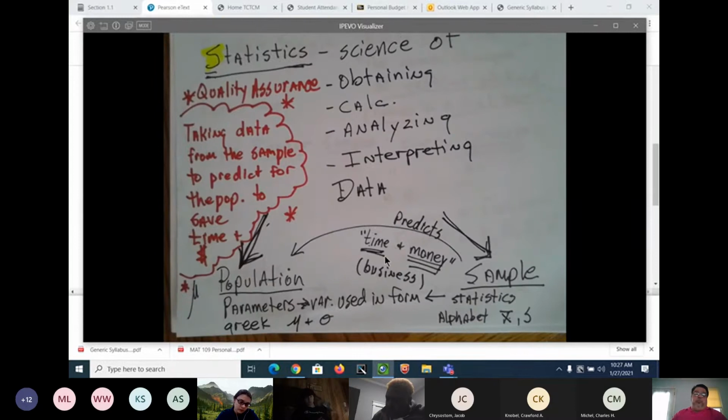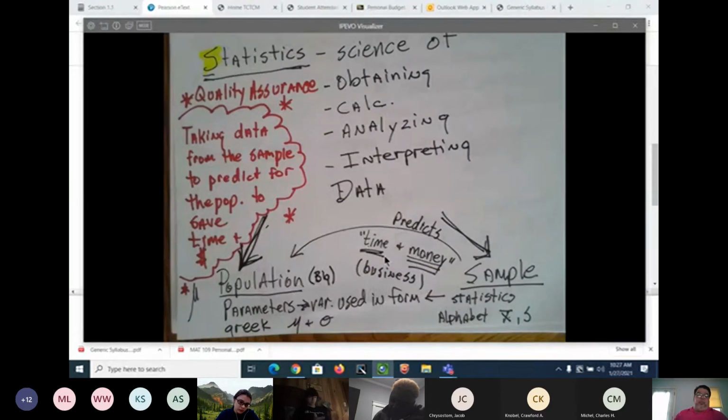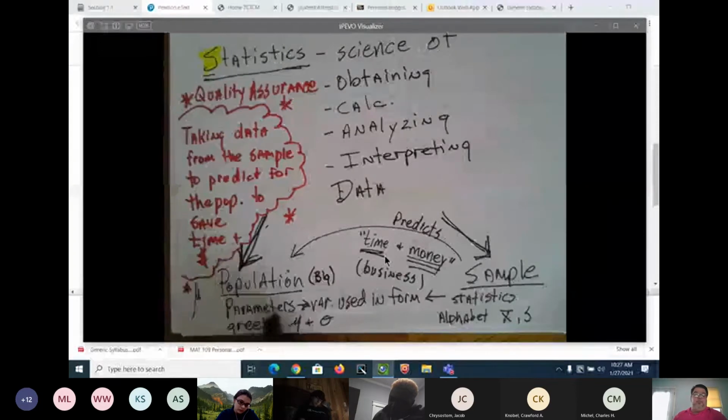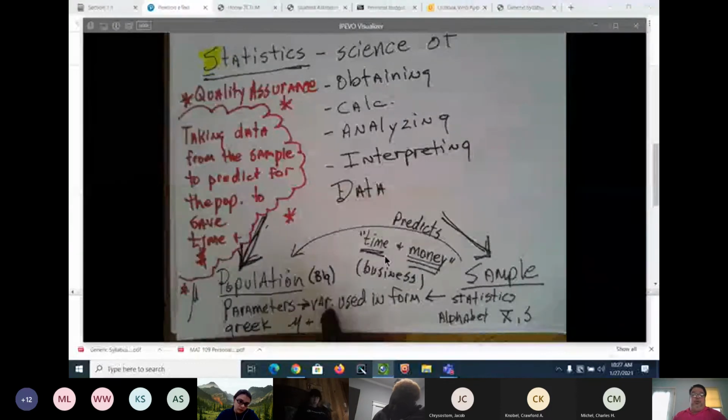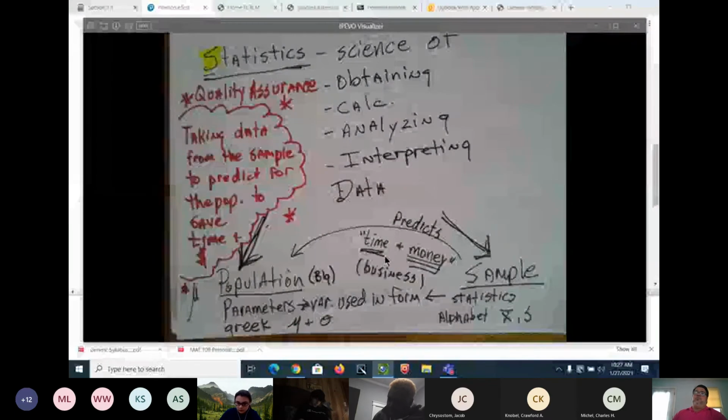Now, with the population, which is always the biggest group, when you're talking about the population, you're going to be talking about parameters. And parameters are variables used in formulas for the population. Variables used in formulas for the population.